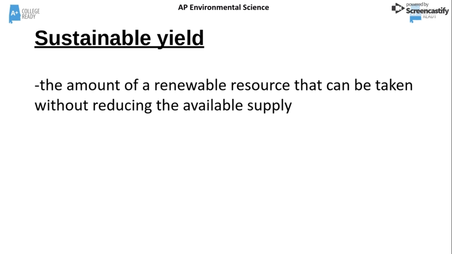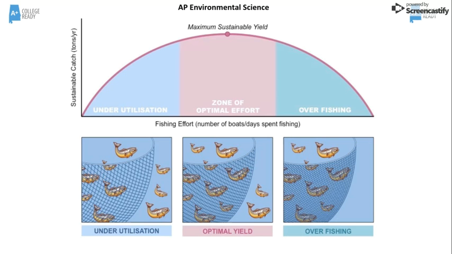Sustainable yield is the amount of a renewable resource that can be taken without reducing the available supply. This diagram shows that there is an ideal range in which enough fish are caught to benefit the fishermen, but to also leave enough fish to sustain the fish population.